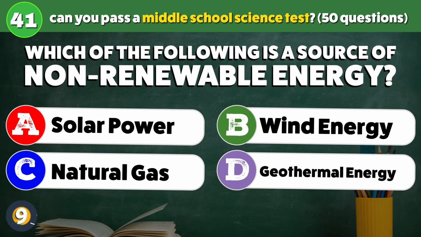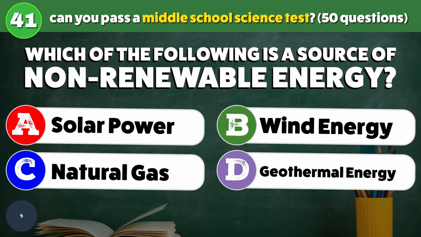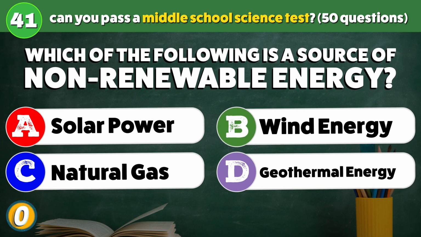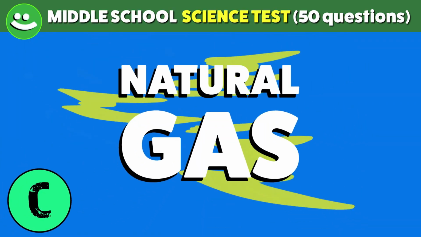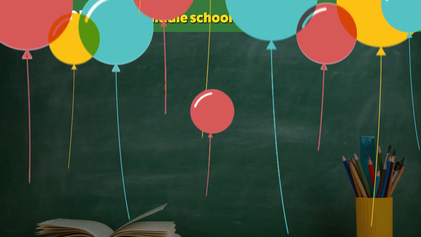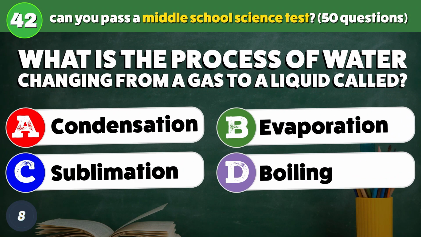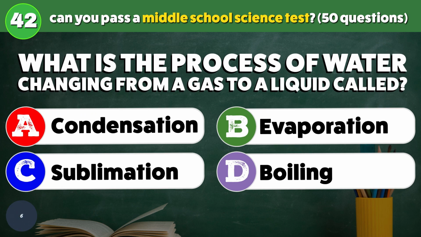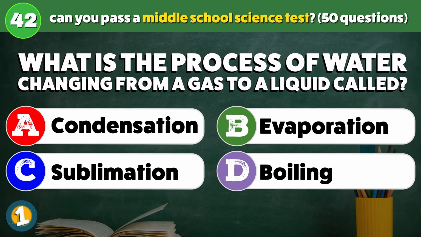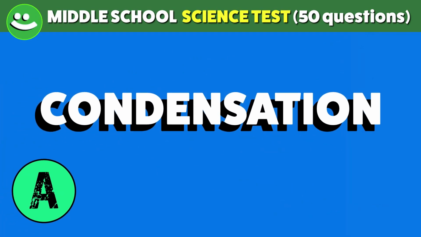Which of the following is a source of non-renewable energy? Is it solar power, wind energy, natural gas, or geothermal energy? Natural gas. What is the process of water changing from a gas to a liquid called? Is it condensation, evaporation, sublimation, or boiling? It's condensation.